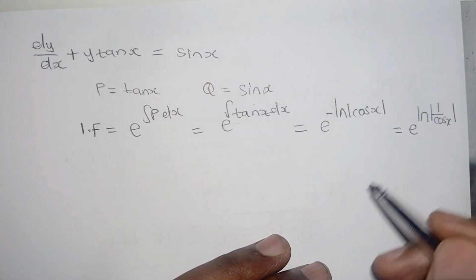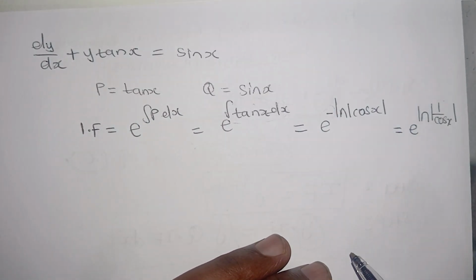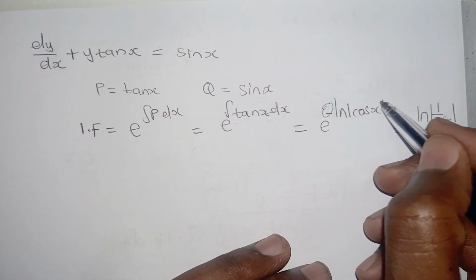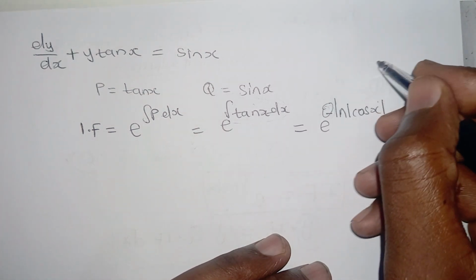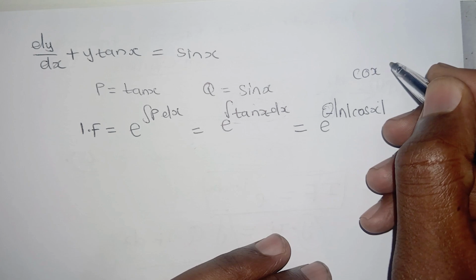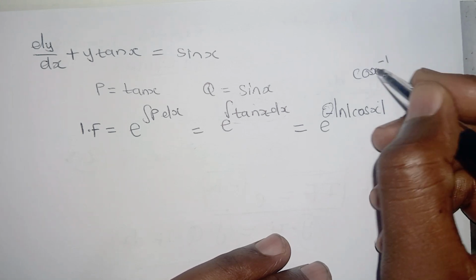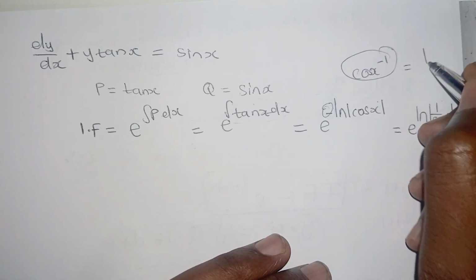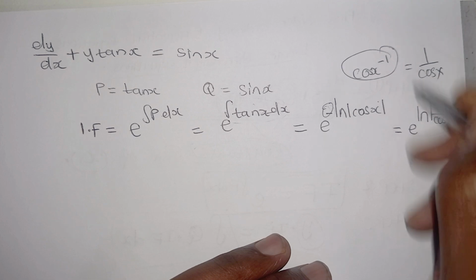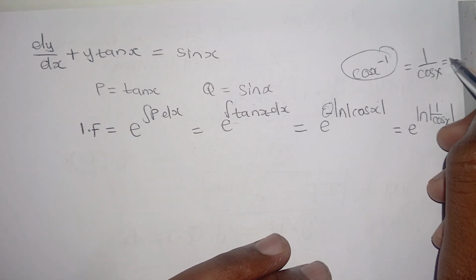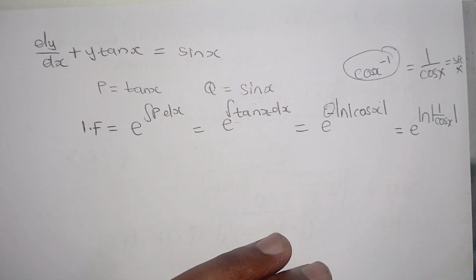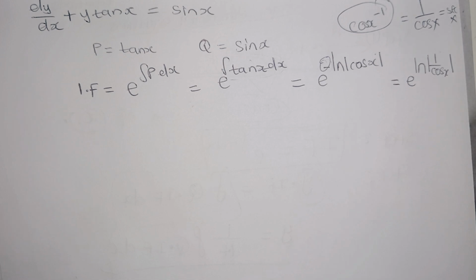You take this side, so it will be ln of 1 over cos x, because when you take this, it's going to be the exponent of cos x, so it's going to be cos x to the power negative 1. So cos x to the power negative 1 is equal to 1 over cos x, right? And then 1 over cos x is equal to what? It's equal to sec x, right? This is maths, right? This is grade 11, you know.